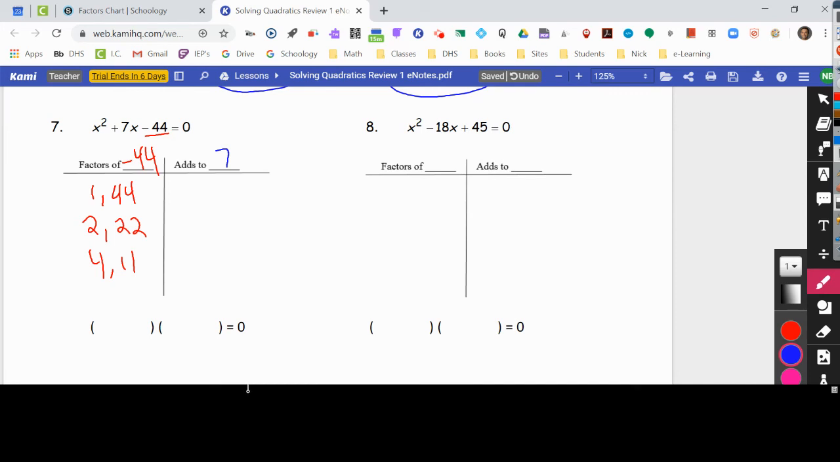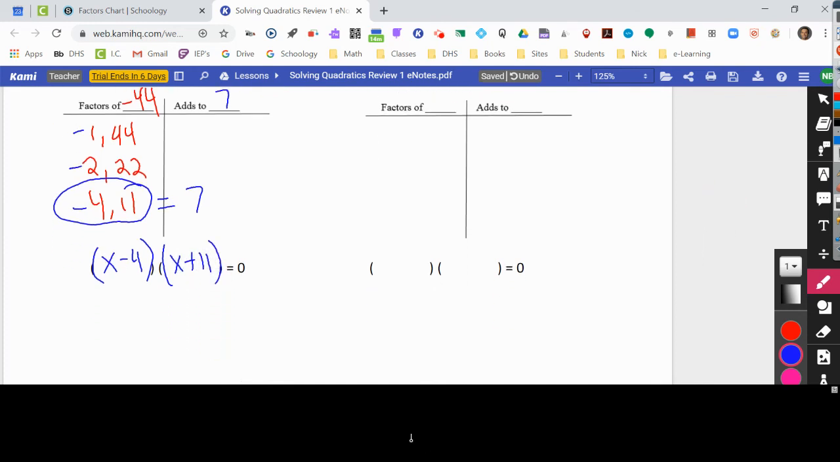Well, wait a second. That's right, these need to multiply to a negative 44 but add to a positive number. So this time my smaller number is negative and my bigger number is positive, because it needs to add to a positive number. Now I can see that negative 4 and positive 11 give me the 7 I'm looking for. So now I'm ready to factor this. It's going to be x minus 4 times x plus 11.